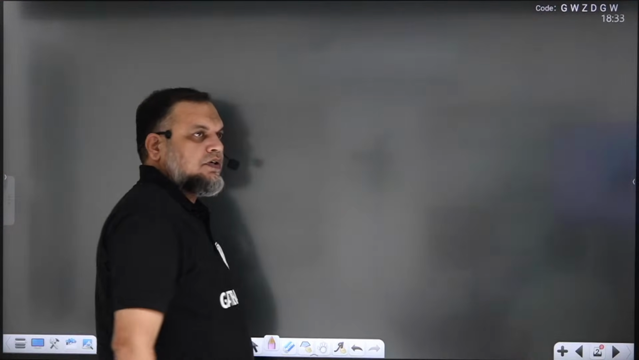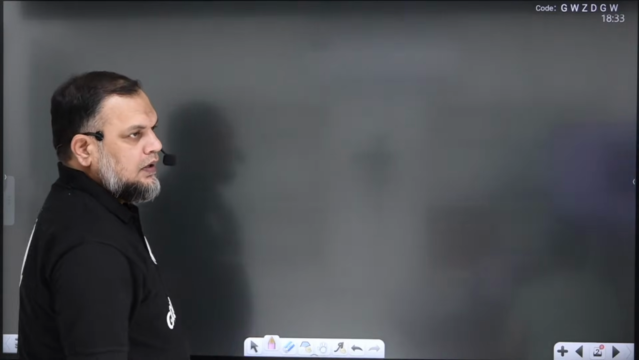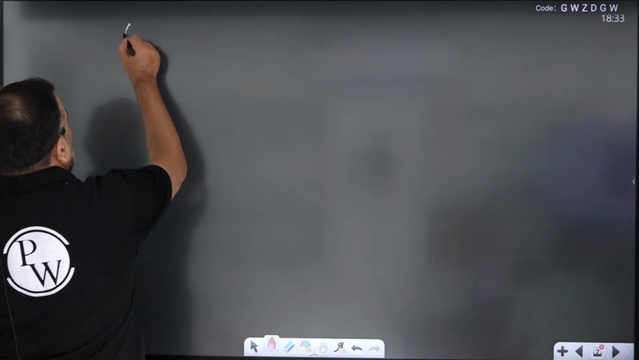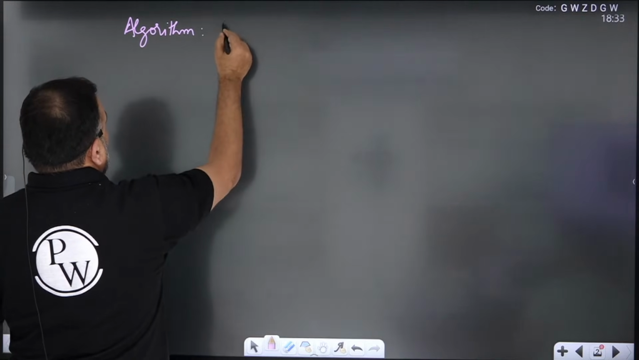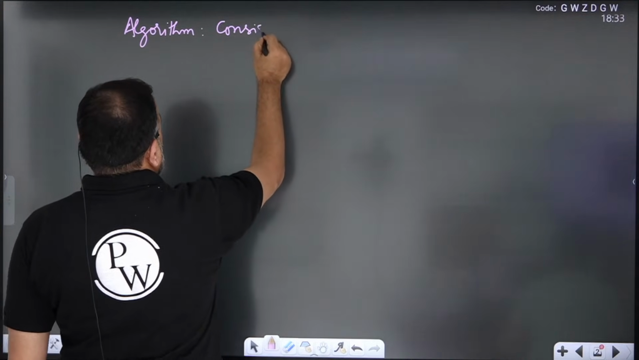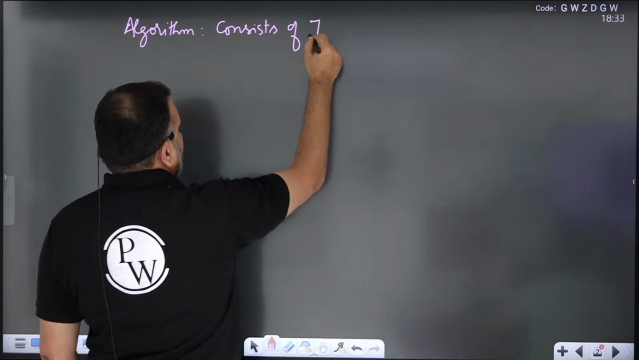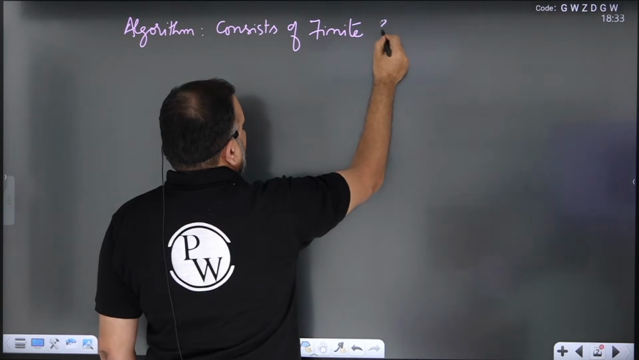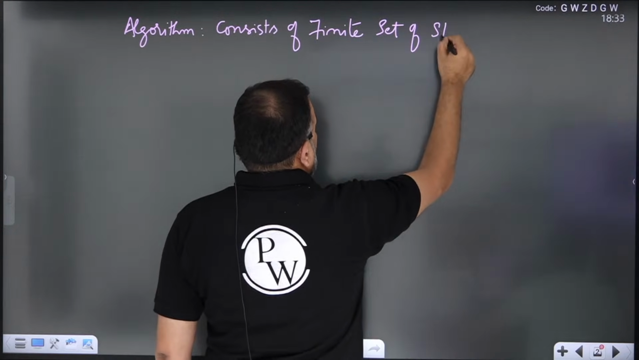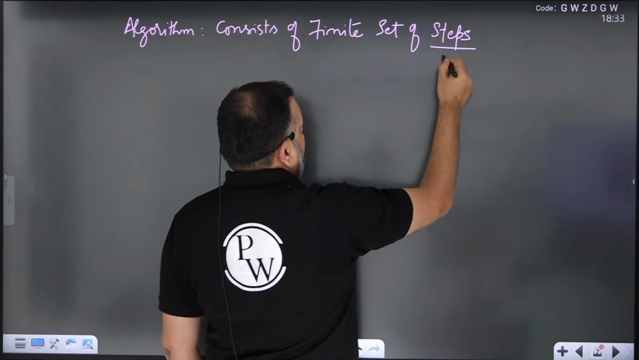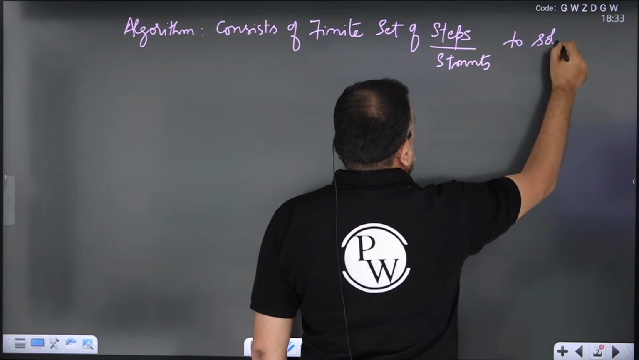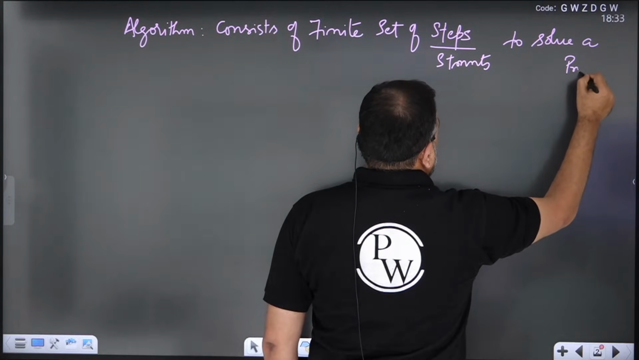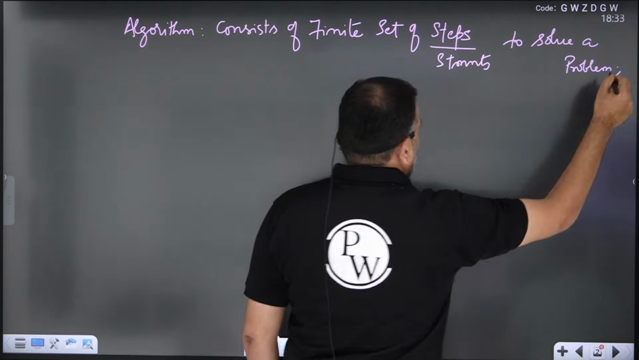So last class the discussion was on algorithm. So let me just define the concept of algorithm and continue from there. We formally defined algorithm as consists of finite set of steps, or statements, to solve a problem. ये तो हम लास्ट क्लास में देखे थे.